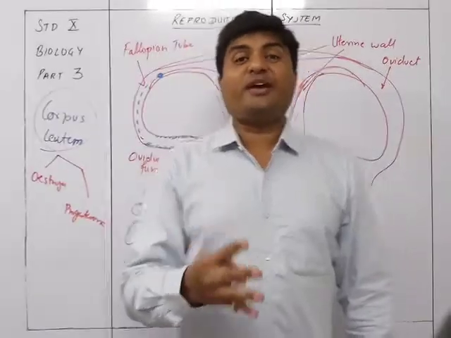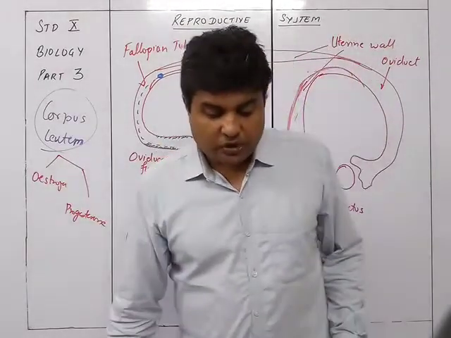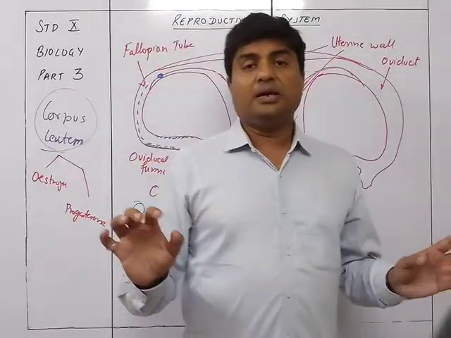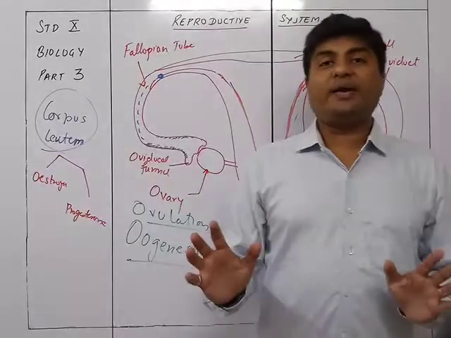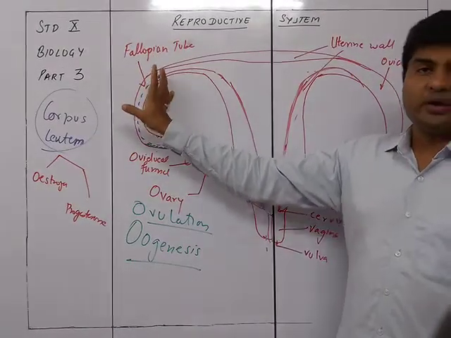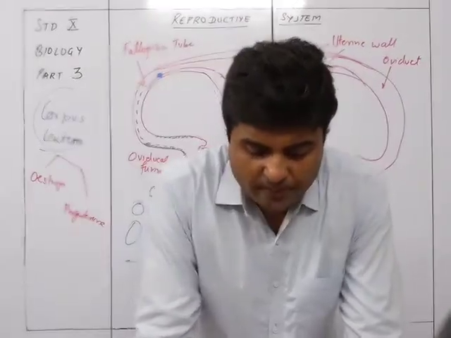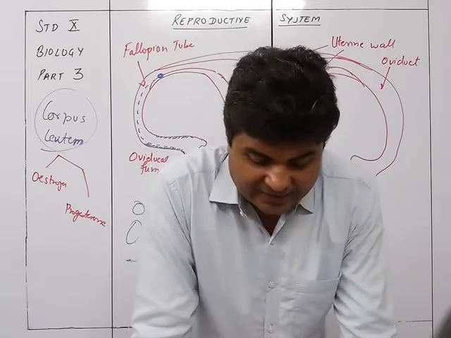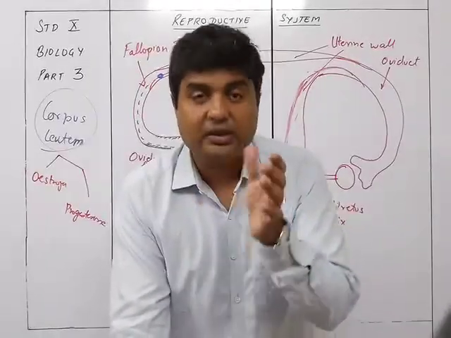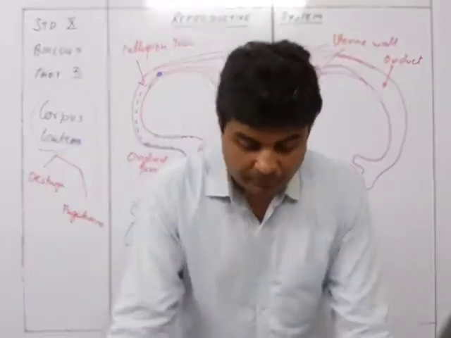The fourth phase is the luteal phase. What happens in the luteal phase? In this phase the ovum, that is the egg, is going to just remain over here with no changes. It lasts from the 15th day to the 20th day, that is 13 days totally.